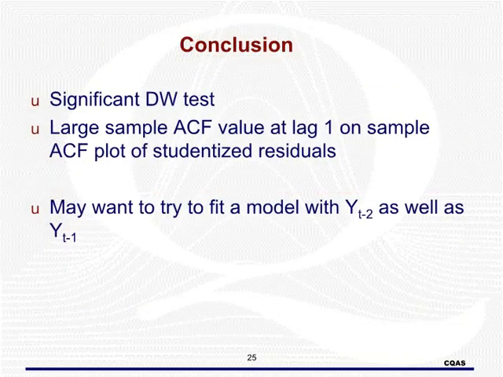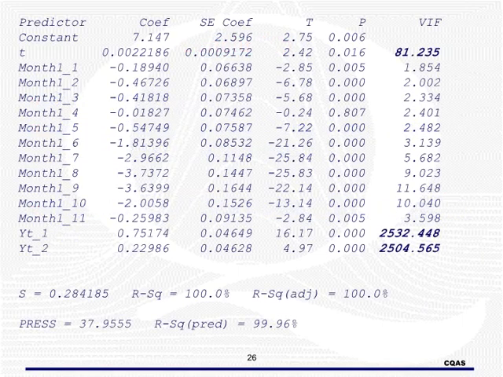We can conclude here that since we still have a significant DW test and a large residual ACF at lag 1, we should try to fit the model one more time and include a lag 2 term along with the lag 1 term. Here are the results for our new model. We can see again that the addition of the second lag term really increases the VIF for the lagged response terms. Again, you should expect this. This is not really an issue considering that we still have significant t-tests.